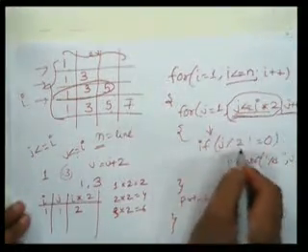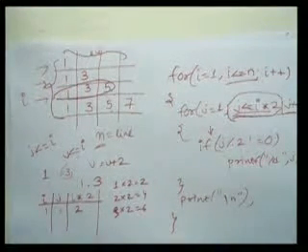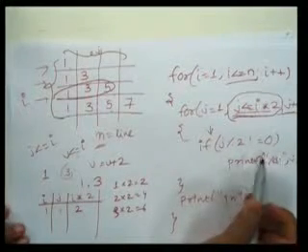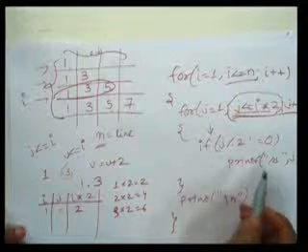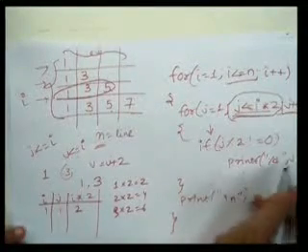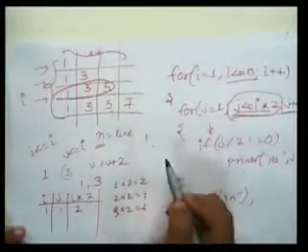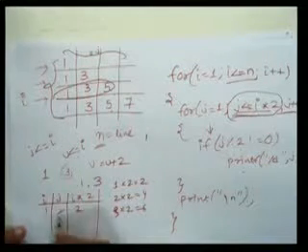So if j modulo 2, what is the value of j? 1. 1 modulo 2, is it equal to 0? No, it is not equal to 0. What you will get for 1 modulo 2 is not equal to 0. So I am printing 1. So I will get 1 here, right? Now j becomes 2. It is incremented this way.